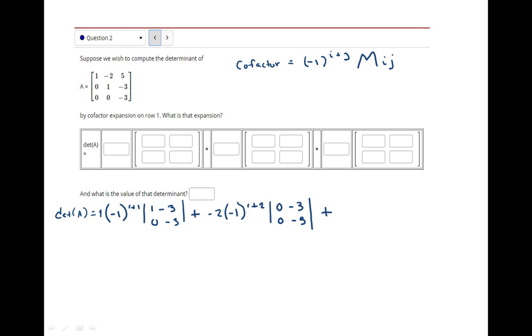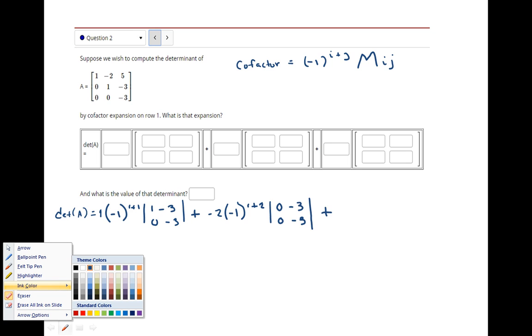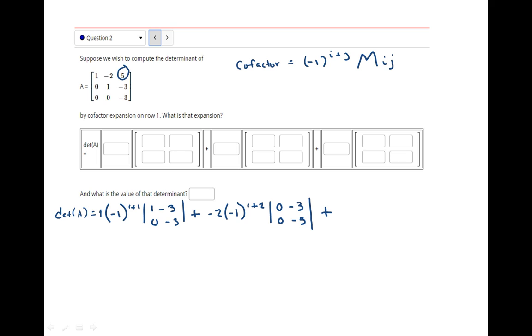Plus now we're looking at this element right here. The 5 multiplied by the cofactor -1. So now we have row 1, column 3. So that's 1 plus 3, -1 to the 1 plus 3. Eliminating this column and this row, we'll be taking the determinant of 0, 1, 0, 0. Okay?